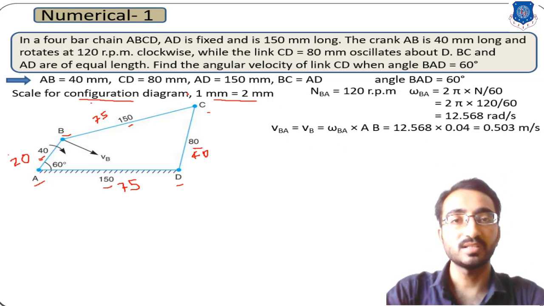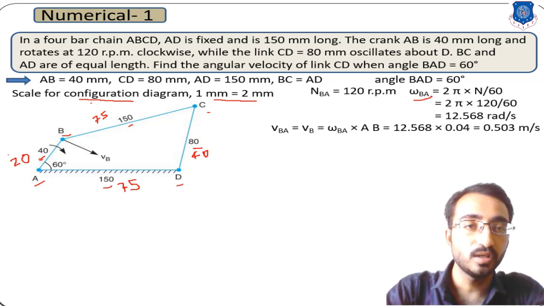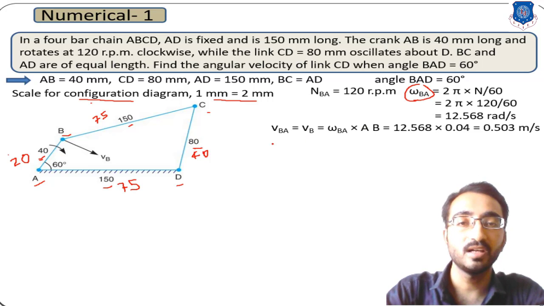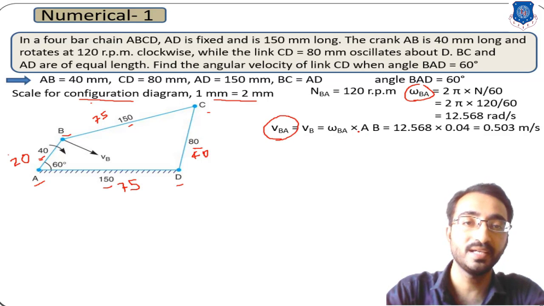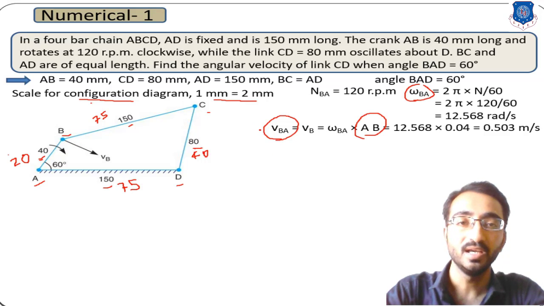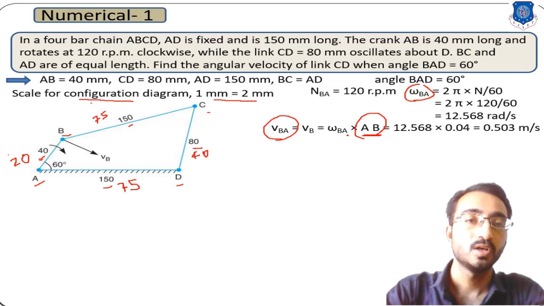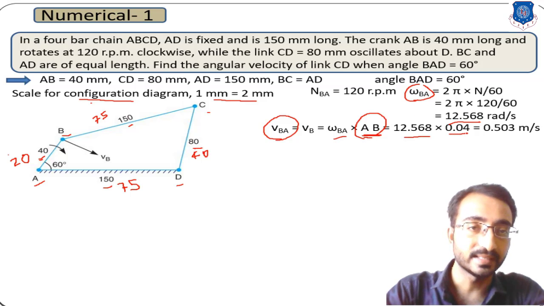Now velocity. With the help of angular velocity you can calculate linear velocity. That linear velocity we have learned, V is equal to R into omega. Over here R is the radius, so the radius of your link AB can be considered as capital AB. So we can say omega into AB. Now omega is 12.568 radian, so 12.568 radian into your length AB.